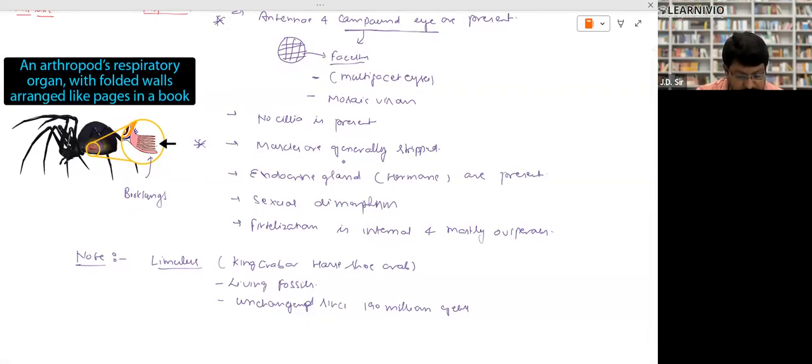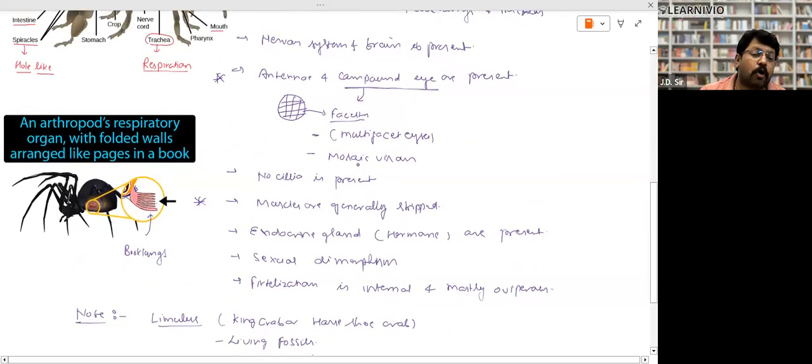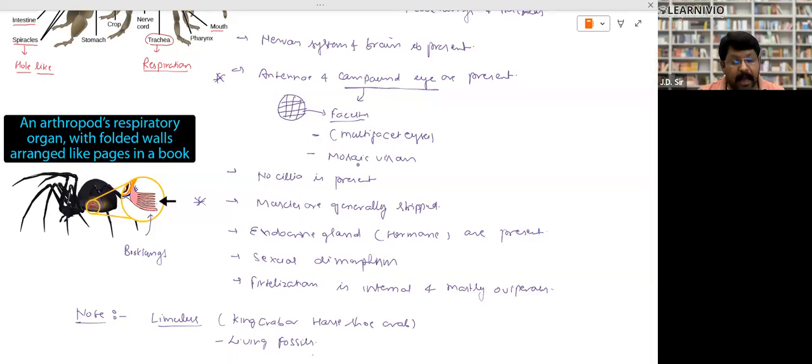There is complete absence of cilia in arthropods. Next point.